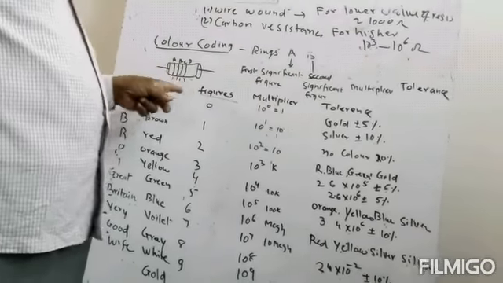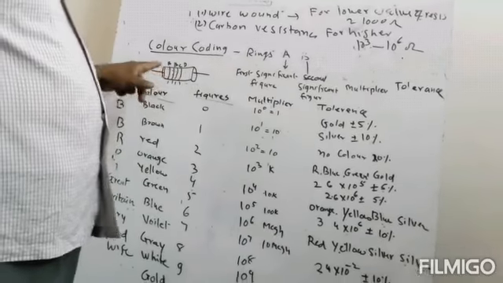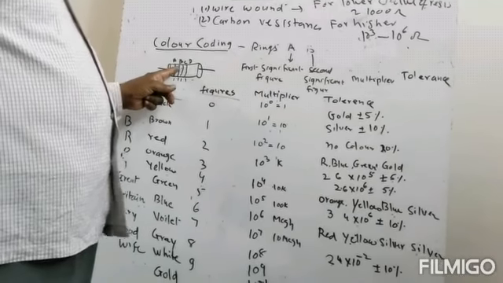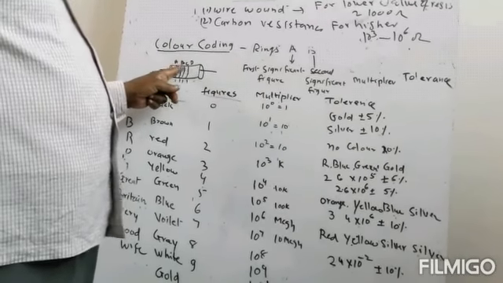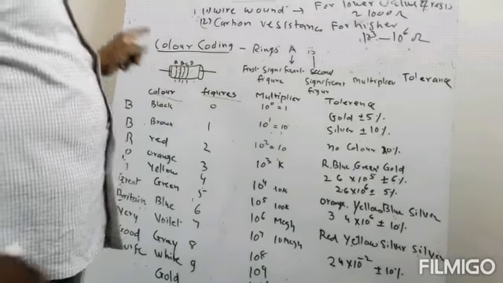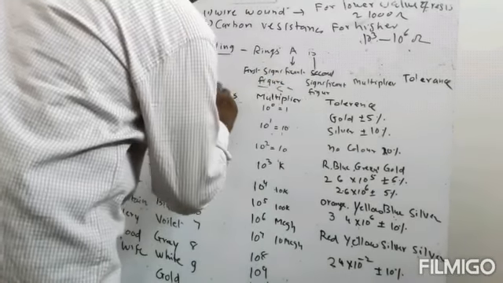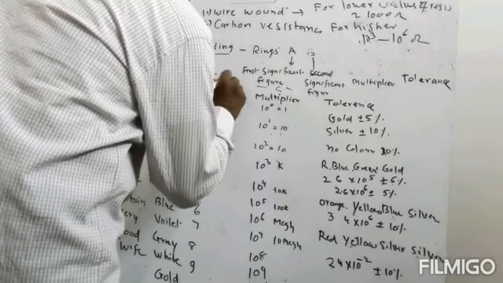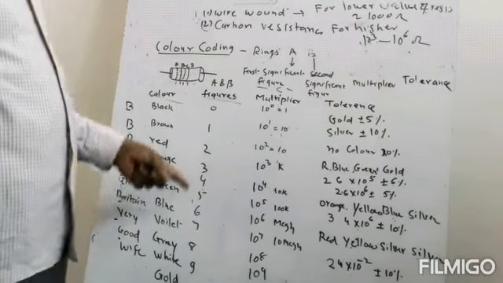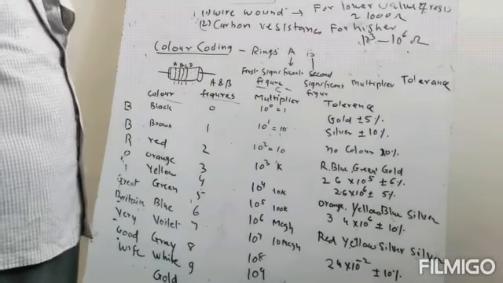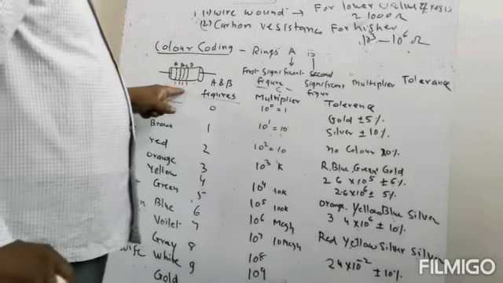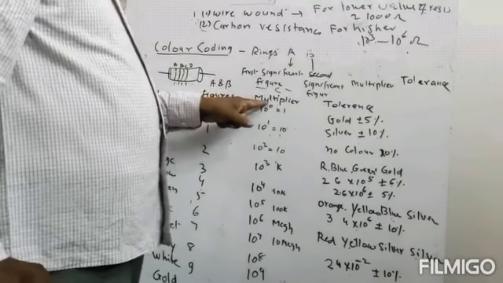Now these figures are for first and second ring. Now third ring, C ring, is for the multiplier. This is for A and B ring. These colors are for A and B ring. Now third ring is for multiplier.